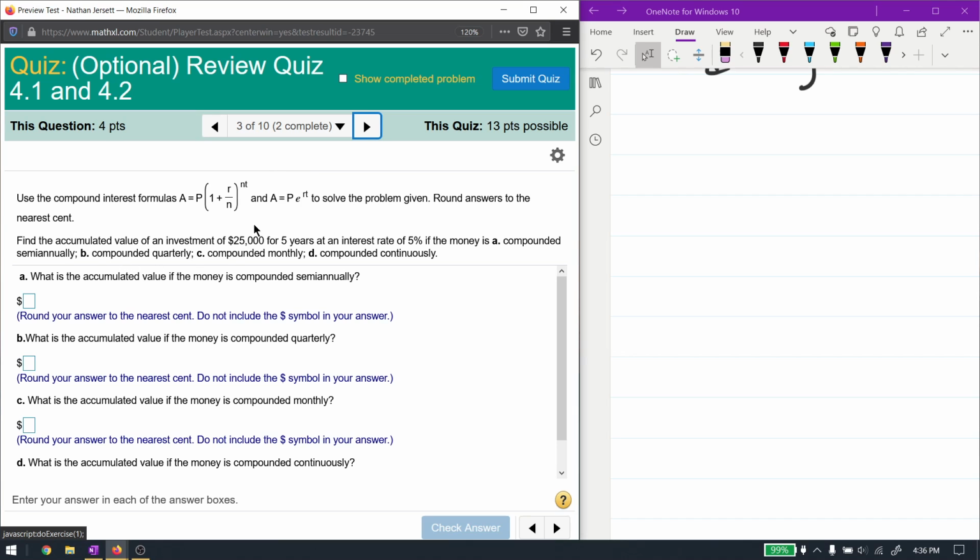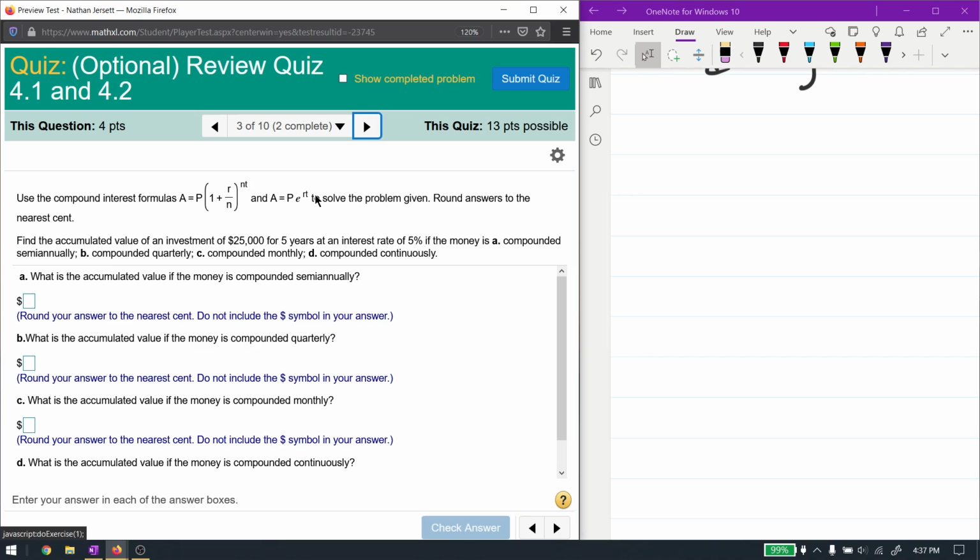This actually would be an upper bound. You can't gain any more interest than the continuously compounding one. It's the most you can get. Okay. A is the amount earned after a certain period of time.